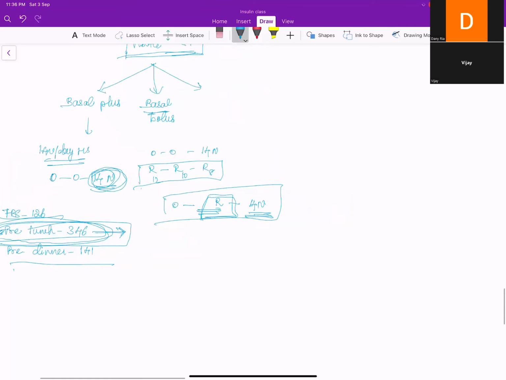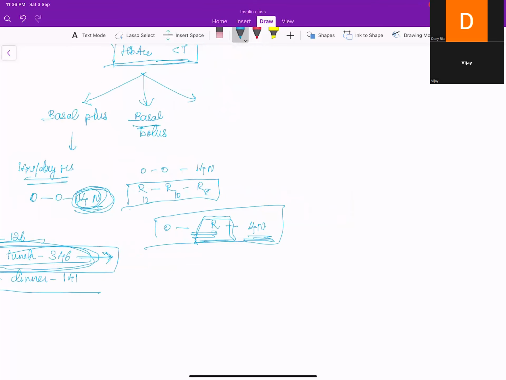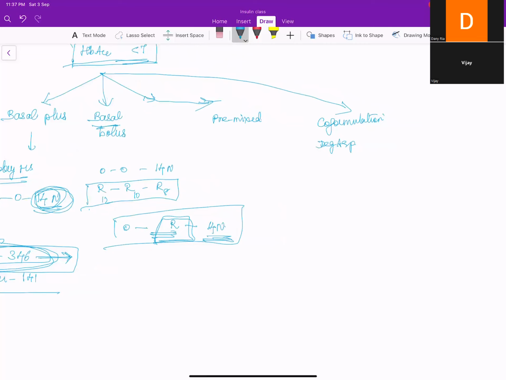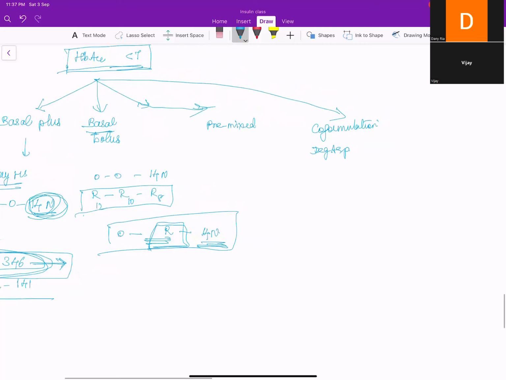But giving so many shots is not affordable or not acceptable. We can mix the insulin. So pre-mixed insulin is one method of intensification. Or if pre-mixed insulin is not there, you can use a co-formulation, like degludec. Again, I'm telling you, there's no difference between pre-mixed insulin and co-formulation. It's only the substance which you are using. So the NPH-regular combination is a pre-mixed, the degludec-aspart will be a co-formulation.